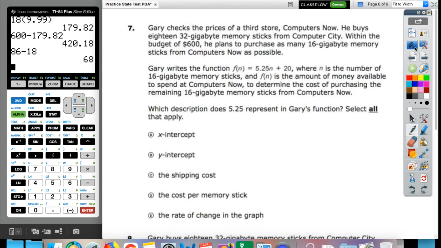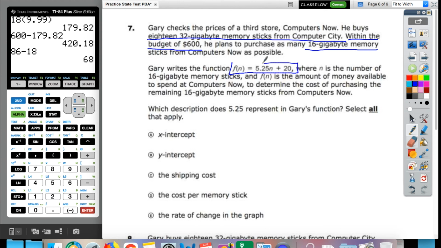Okay, number 7. Gary checks the prices of a third store, Computers Now. He buys 18 32 gigabyte memory sticks from Computer City, and within his budget of $600, he plans to buy as many 16 gigabyte memory sticks from Computers Now as possible. So he writes this equation.